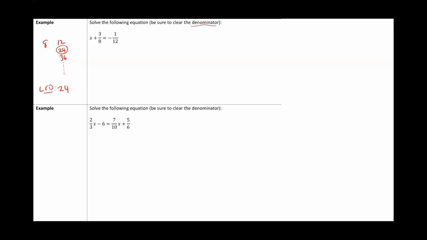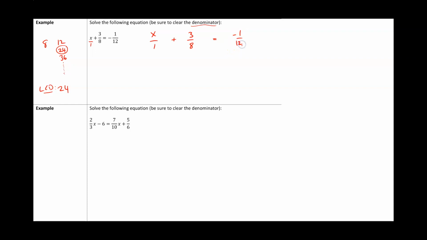We're going to multiply each of the numerators of these terms by 24. If there is no denominator, we can just put a 1 underneath. So if I rewrite this equation, it's x over 1 plus 3 over 8 equals negative 1 over 12.